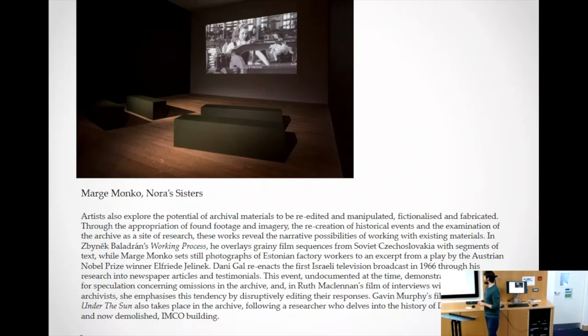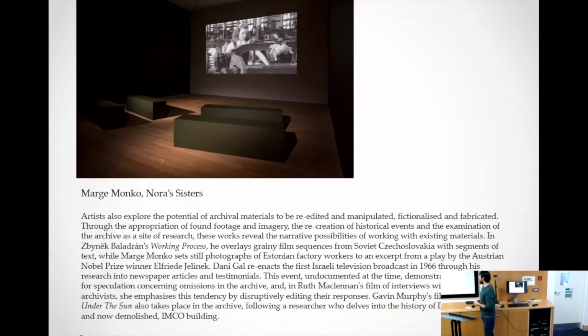These include Marge Monko's Nora's Sisters, where she takes still photographs of Estonian factory workers that she found in this archive in Tallinn, and then sets them to an excerpt from a play by Elfriede Jelinek that's about revolution. So again, this is a space about how you can repurpose archival materials and create a new kind of fictional, speculative artwork. Dani Gal also did something similar by reenacting the first Israeli television broadcast in 1966.